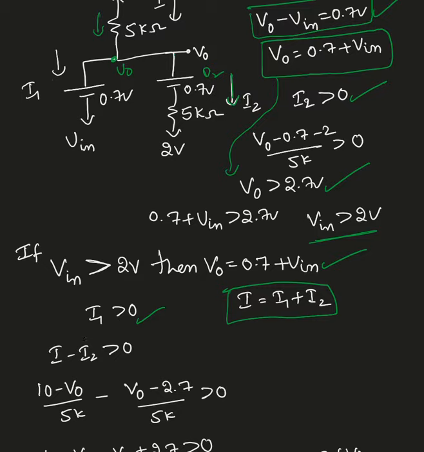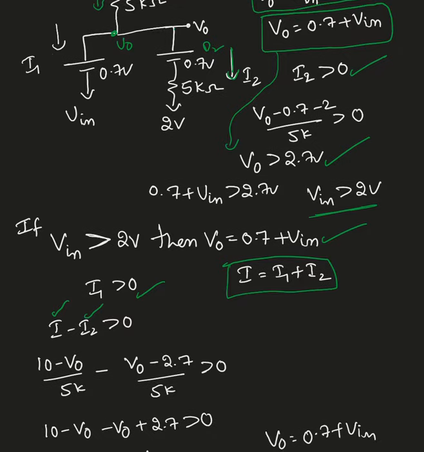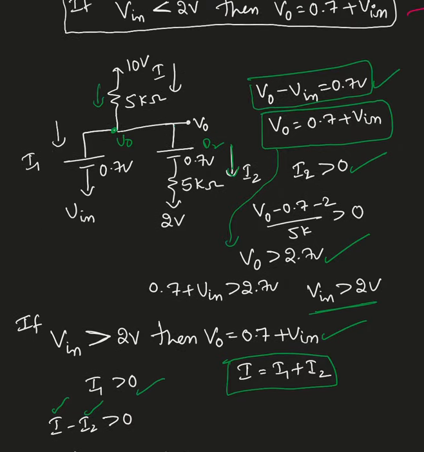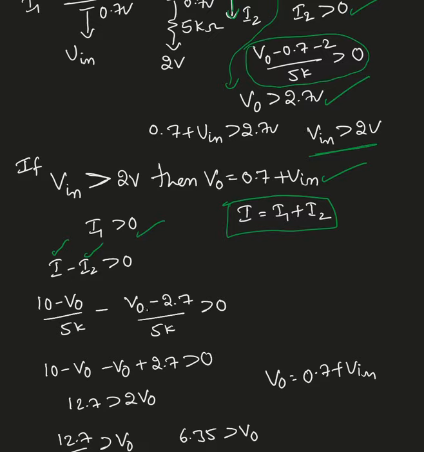So I1, I don't know how to find I1. So I used the KCL. And based on this, I can write I1 as I minus I2. I can write for I: I is 10 minus V0 divided by 5k. And I2, we just wrote down this equation. This is I2. Okay. V0 minus 2.7 divided by 5k must be greater than 0.